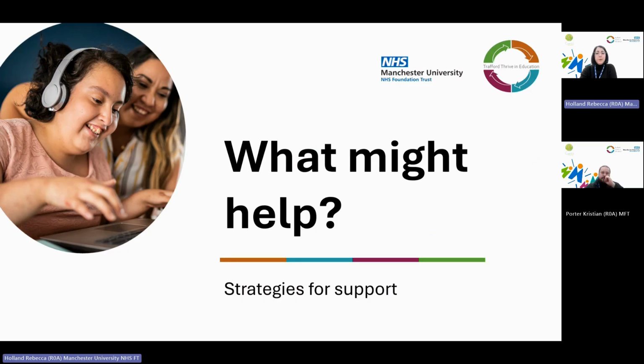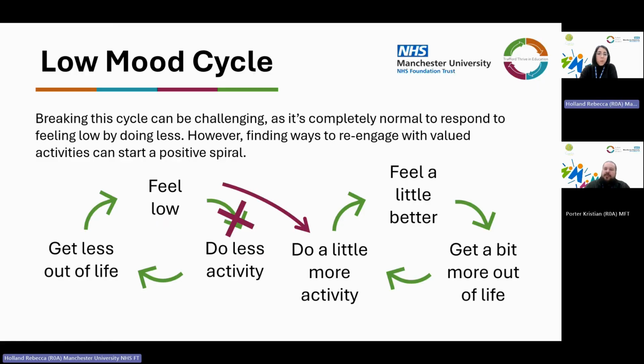Okay, so what might help? We'll be looking at ways of increasing activity in order to feel better, as well as some preventative strategies to maintain good well-being more generally. Okay, so coming back to the low mood cycle and thinking about how we can break this, because we talked about how this was demotivating and very challenging to get out of for a young person. So breaking this cycle can be about breaking the link between feeling low and doing less. So it's a behavior first approach.